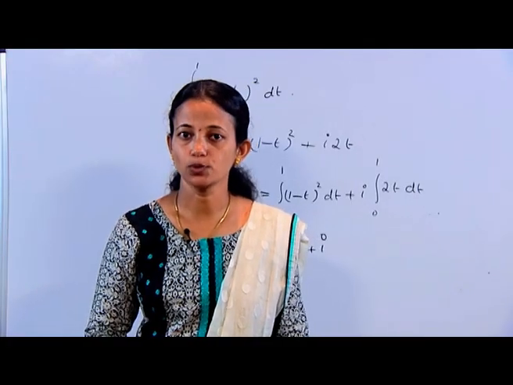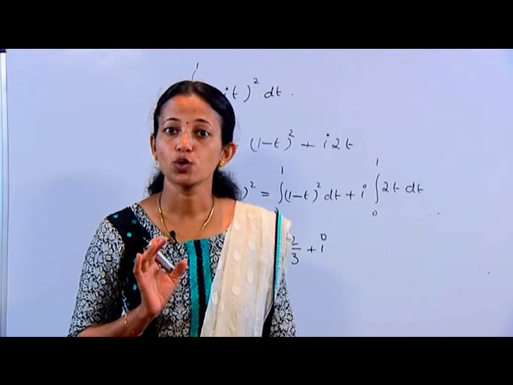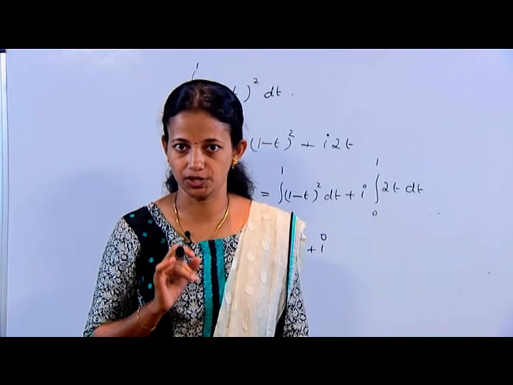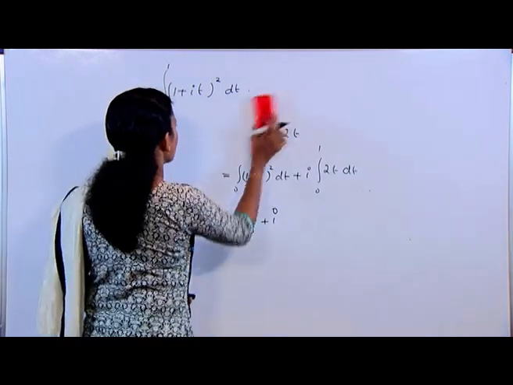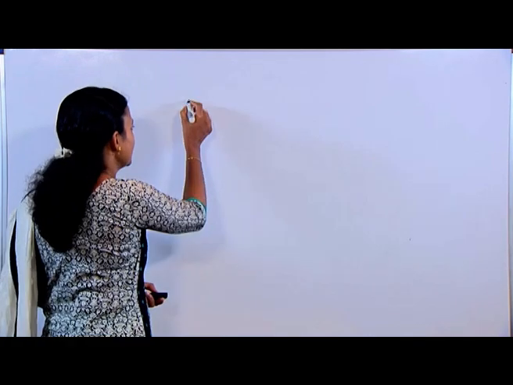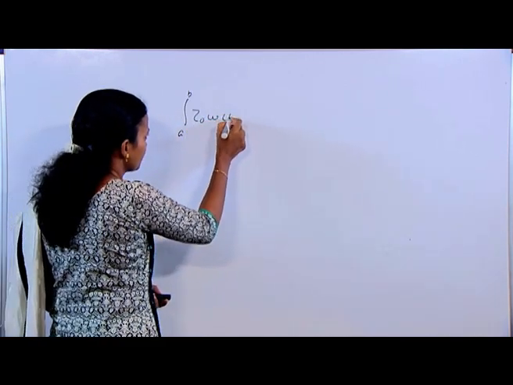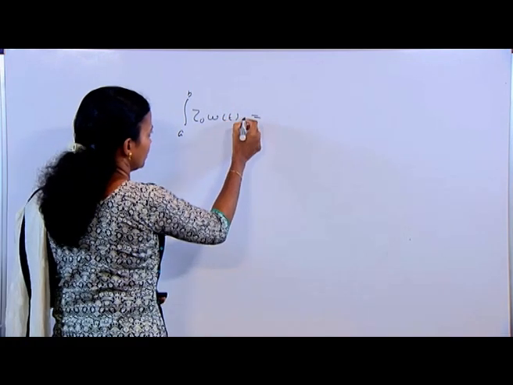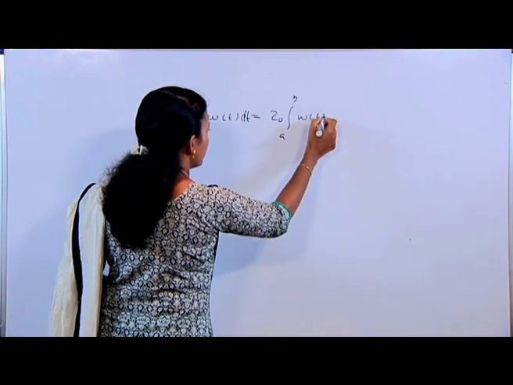The next result is a rule for integrating a complex constant times a function. That is, the theorem states the rule for integrating a complex constant times a function. For a complex constant z naught equal to x naught plus i y naught, the integral from a to b of z naught w of t dt is equal to z naught times the integral from a to b of w of t dt.